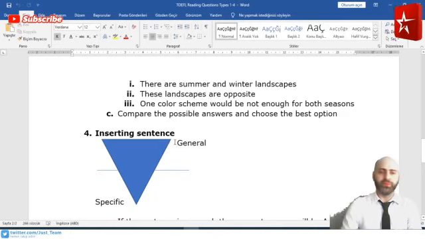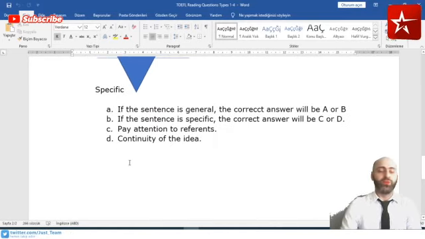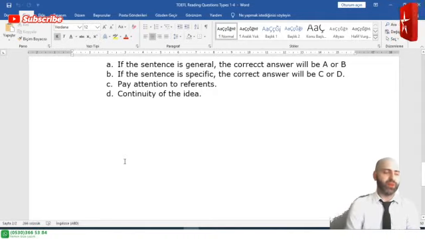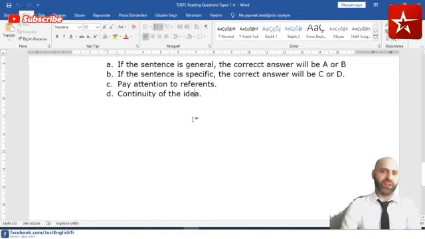Today we will be learning question types number 5, 6 and maybe 7 if we have enough time for it. Let's start with question type 5.